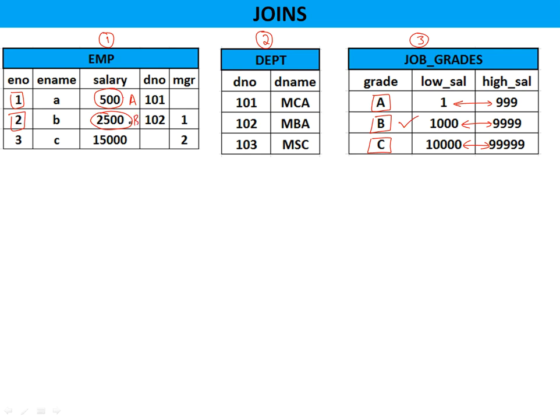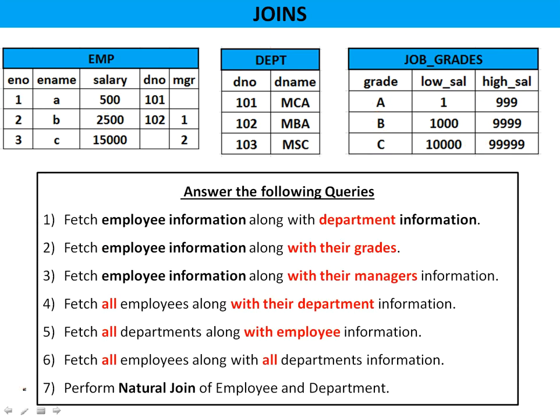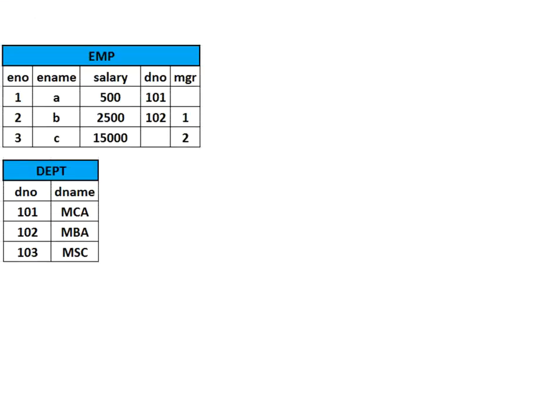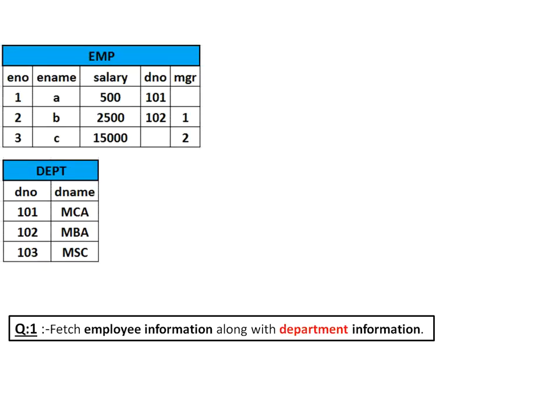Likewise, you have to fetch various data from different tables, guys. The other 7 types of joins will be explained by 7 queries. We'll go ahead with each and every query. The first query: fetch employee information along with department information.